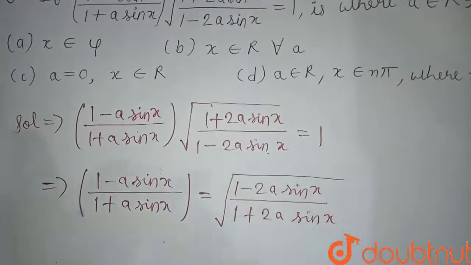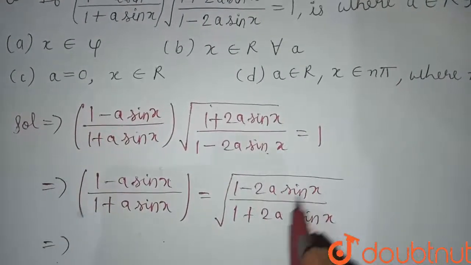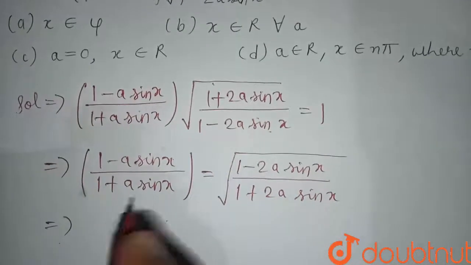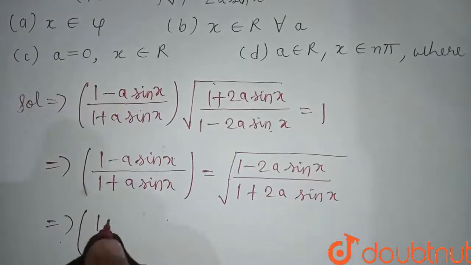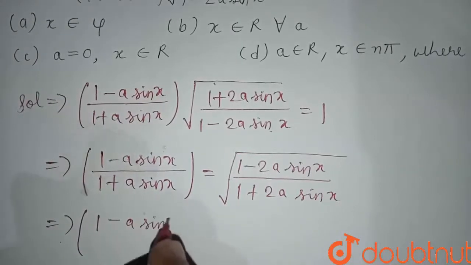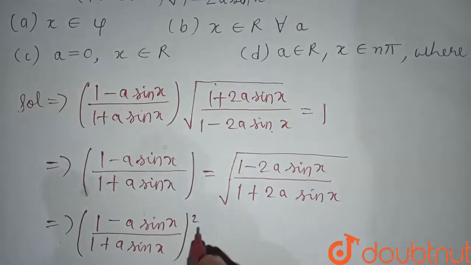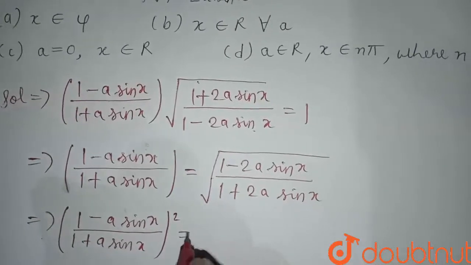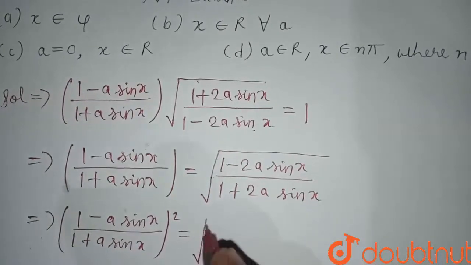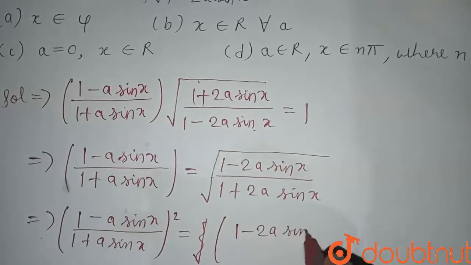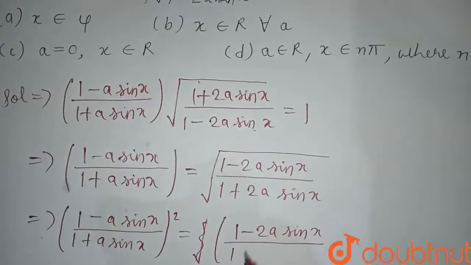Now when we remove this root, a square will come here. So this term will be (1 minus a sin x divided by 1 plus a sin x) whole squared, and it is equal to, sorry, the square root will not be there, this will be 1 minus 2a sin x divided by 1 plus 2a sin x.